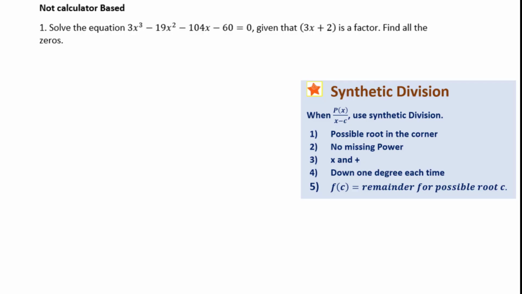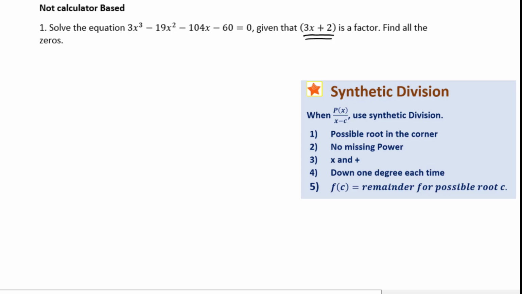This video is about review for polynomial functions. Number 1, solve the equation 3x to the third power minus 19x squared minus 104x minus 60 equals 0. Given that 3x plus 2 is a factor, find all the zeros.